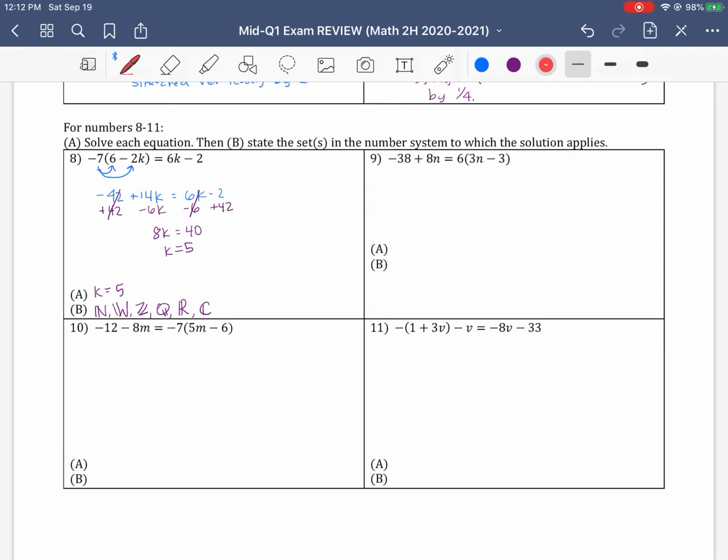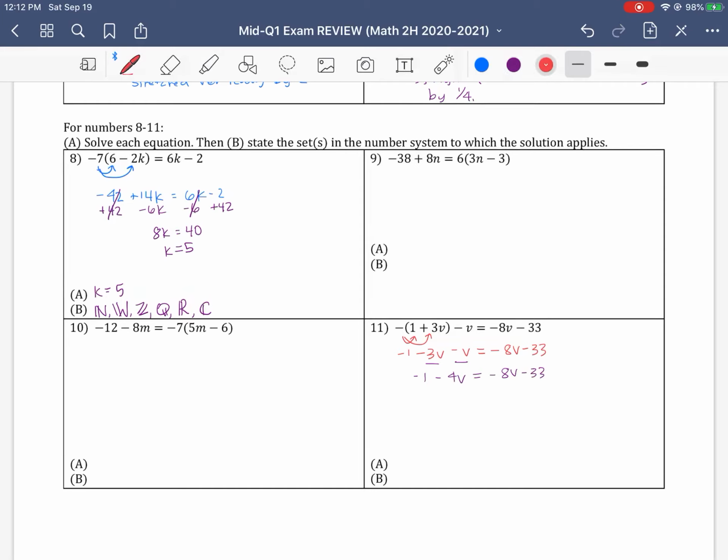Okay, let's look at one more of these. Let's look at number 11. So we distribute in this negative, we got negative 1. Distribute in this negative, negative 3v, minus v is already there. Negative 8v, subtract 33 on the right. On the left, it looks like we have 2 like terms. So this is really like negative 1 minus 4v when we combine those. Negative 8v, not plus, minus 33.